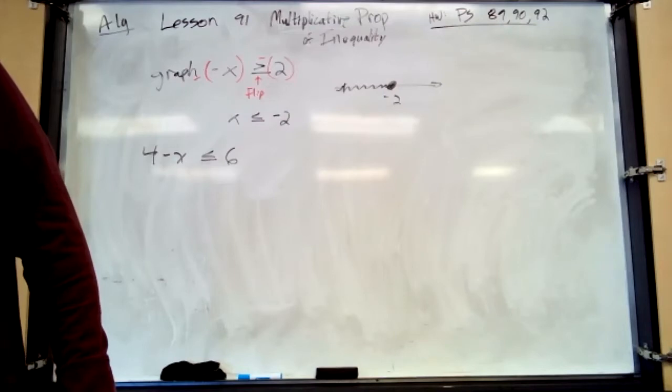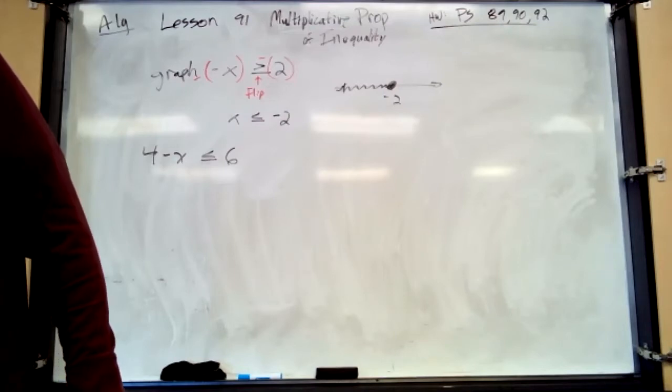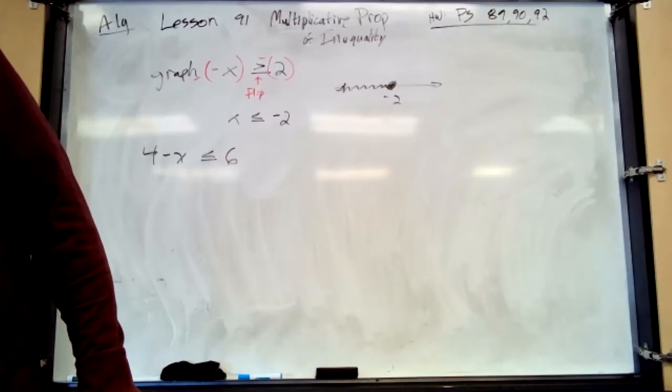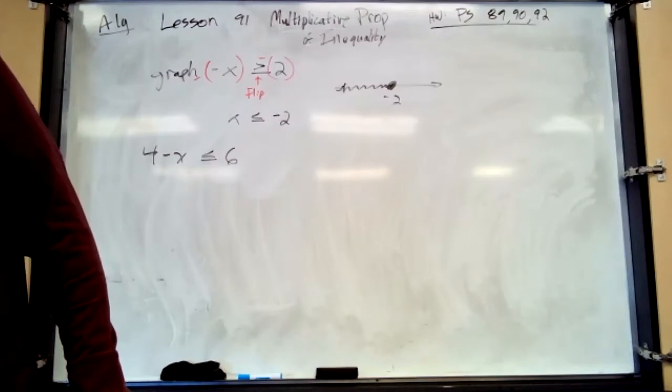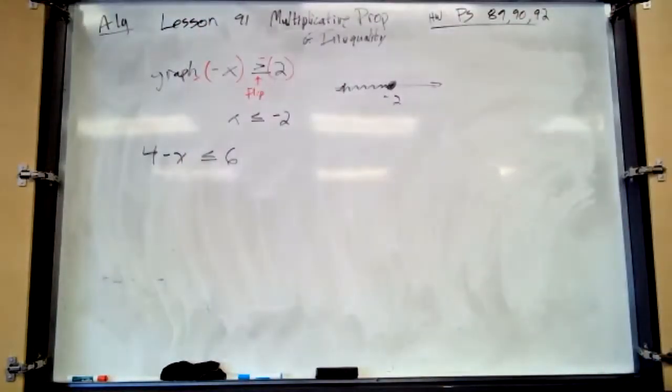Okay, so the only rule here that's different than solving a normal equation is we have to flip the symbol. And this is the key to this lesson, Oaken. You have to flip the symbol when you multiply or divide by a negative number. Okay, you tried it in your heads, didn't work. Let's see if we can do it on paper.